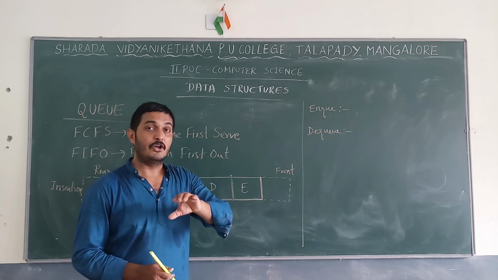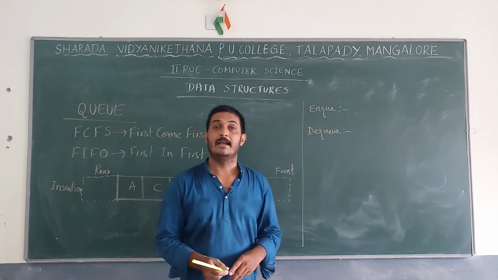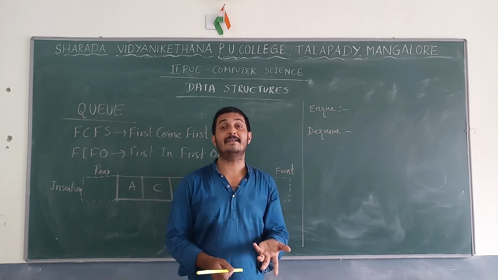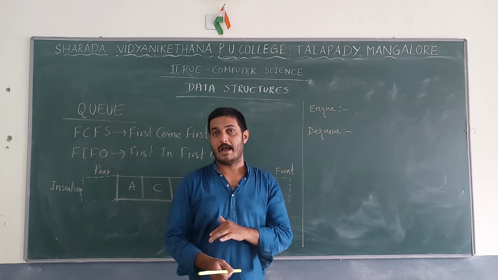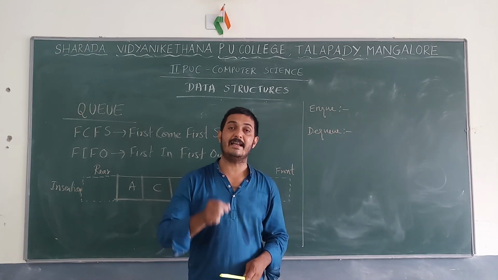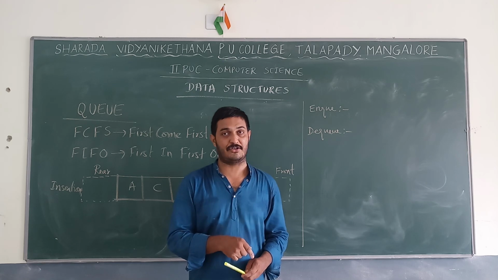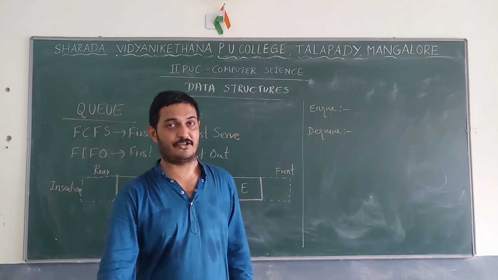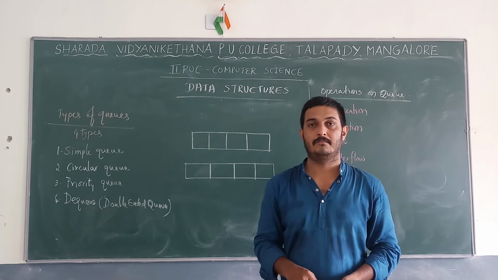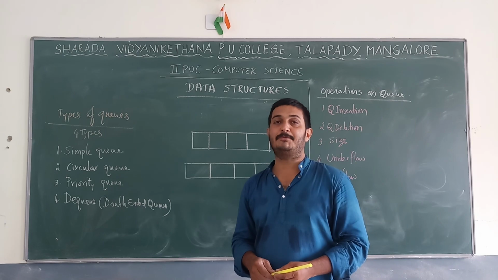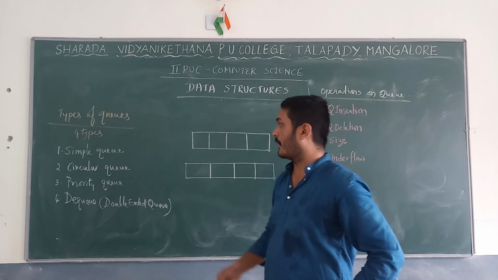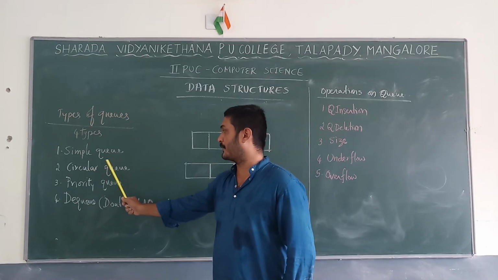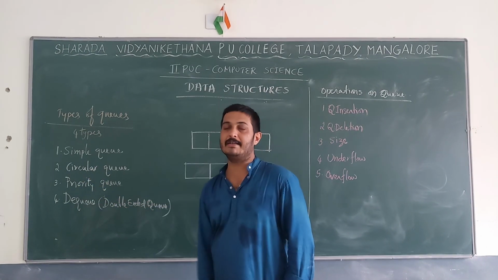The difference between queue and stack data structure is that in a stack the last element inserted is the first to be deleted, whereas in a queue it is first come, first serve: the first element is deleted first. Okay, these are the differences between queue and stack. Next, what are the types of queues? There are four types: first simple queue, second circular queue, third priority queue, and fourth DQ.